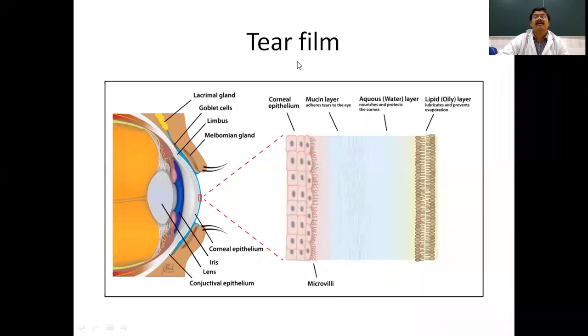Suppose if you look at the tear film, it contains 3 layers. The outermost is the lipid layer, which lubricates and prevents the evaporation of the layer, followed by the aqueous layer. It provides the nourishment and protects the cornea, and the next is the mucin layer, which attaches to the corneal epithelium. This is the most important part of the tear film. If you have any tear film disturbances, it will lead to dry eye in old age.